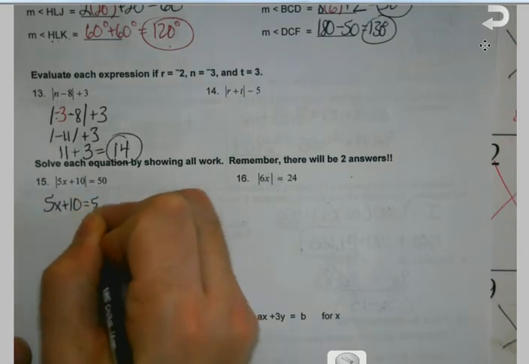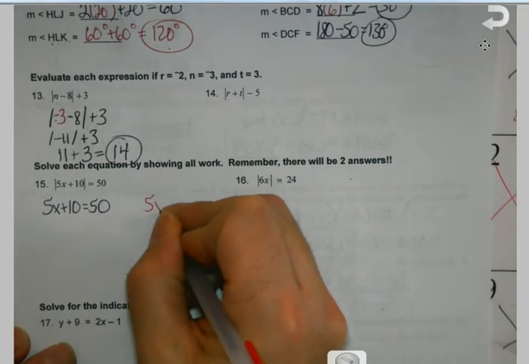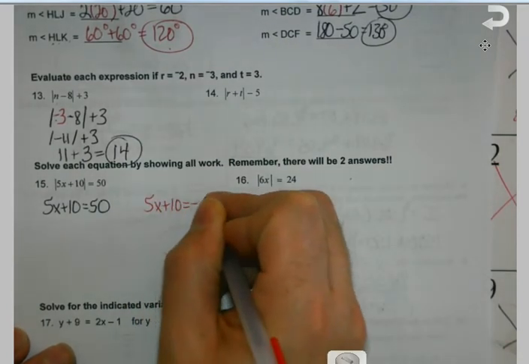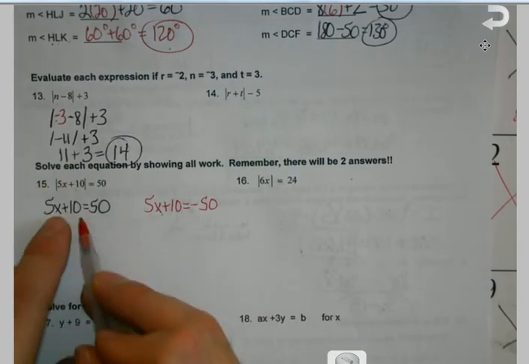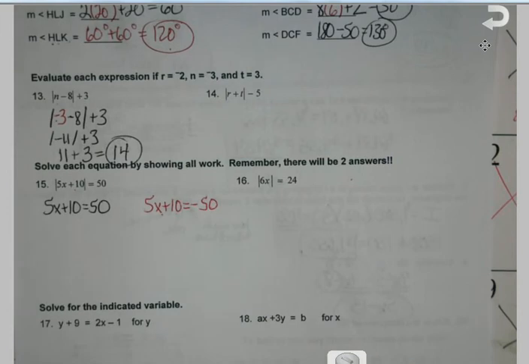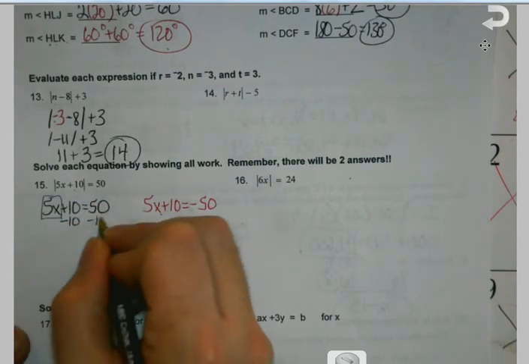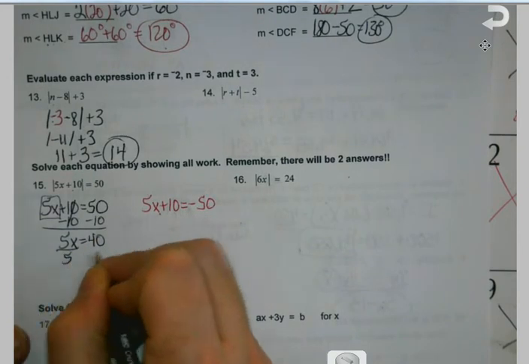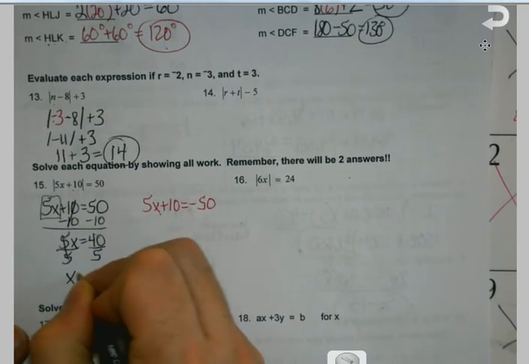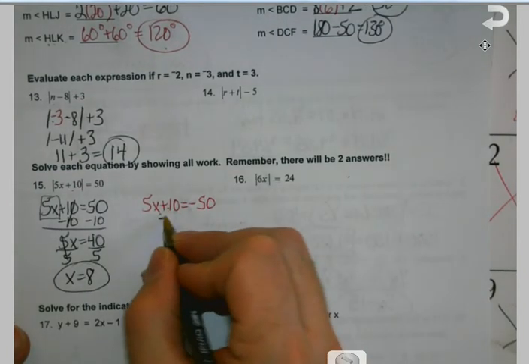One equation is just copying what I see. And then remember, the other equation, I just changed the sign of the answer, so it becomes negative 50. It's the only difference. Everything in here stays the same. I just changed the sign of the answer, and then I solve each of them and get two answers. So I'd still work on getting my x alone by minusing the 10. Again, minus my 10 out of there.